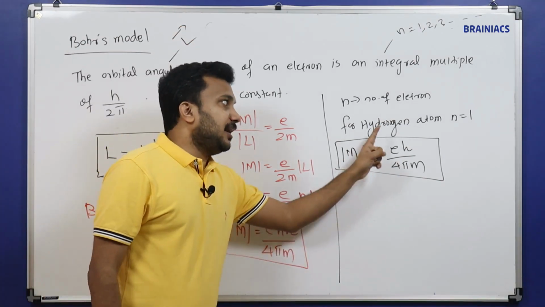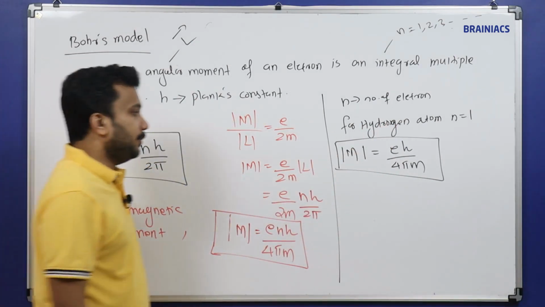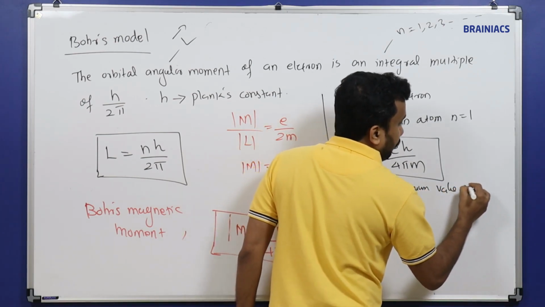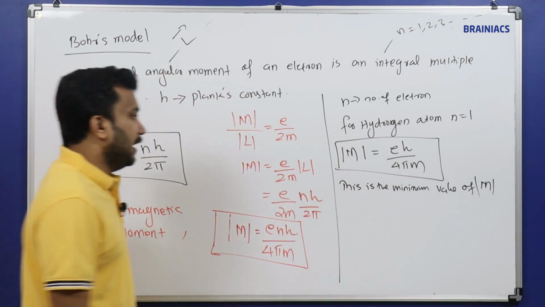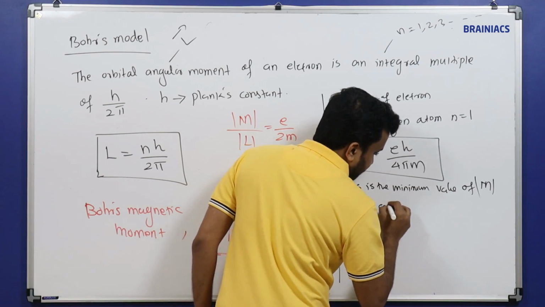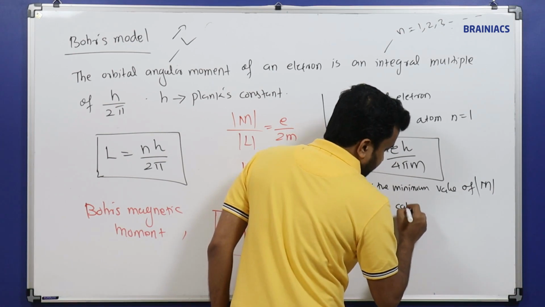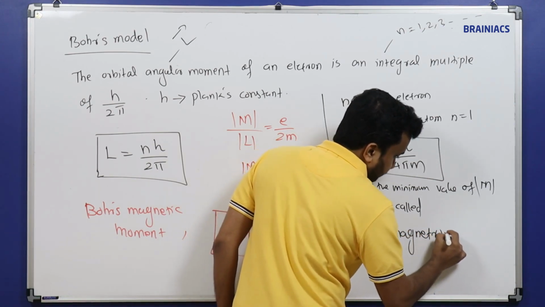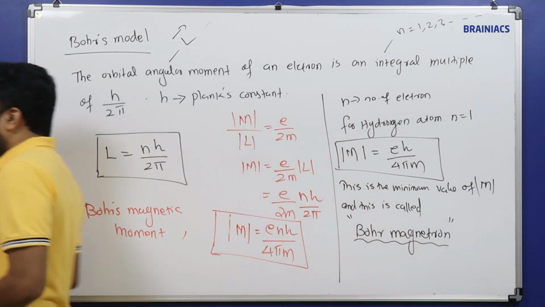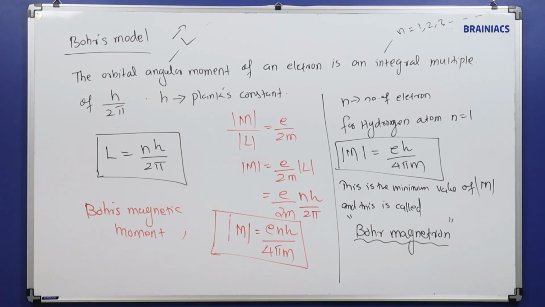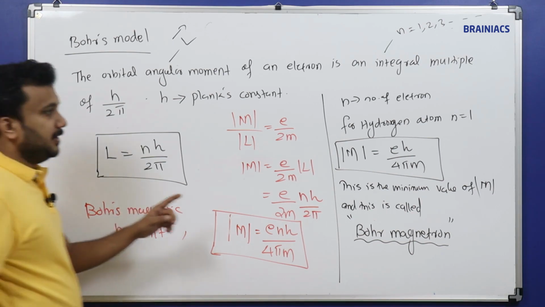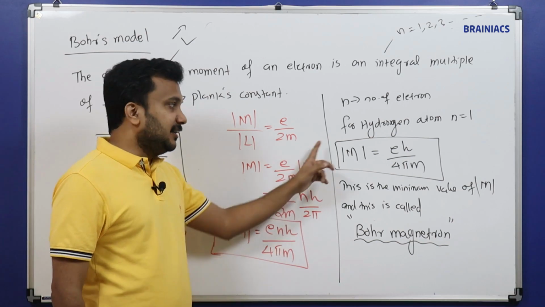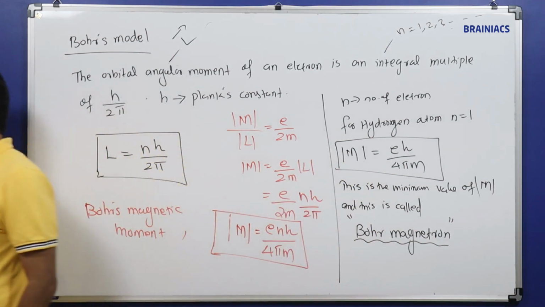So the magnetic moment for a hydrogen atom is equal to eh divided by 4 pi. This is the minimum value of M, and this is called the Bohr magneton. Important. This is the minimum value of the magnetic moment of an electron. In the equation enh by 4 pi, when n is equal to 1, eh by 4 pi is called a Bohr magneton.